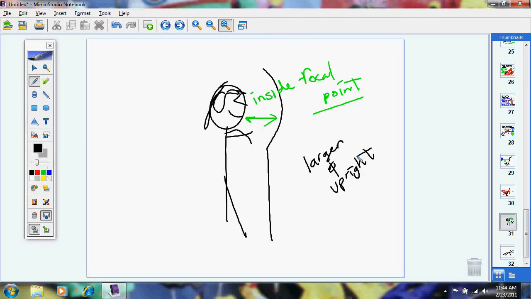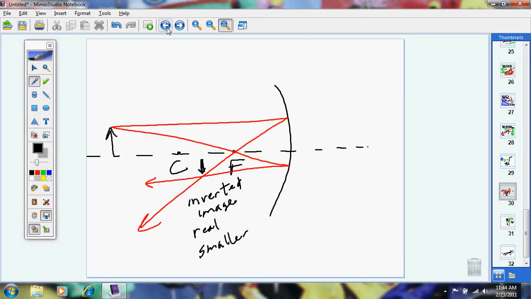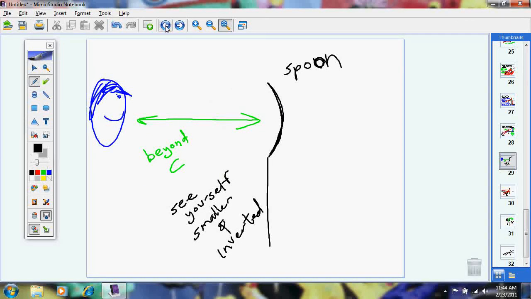It's so cool. Hold the spoon far away from you, and you see yourself upside down in the spoon. Bring it in close, and you see yourself upright and magnified.